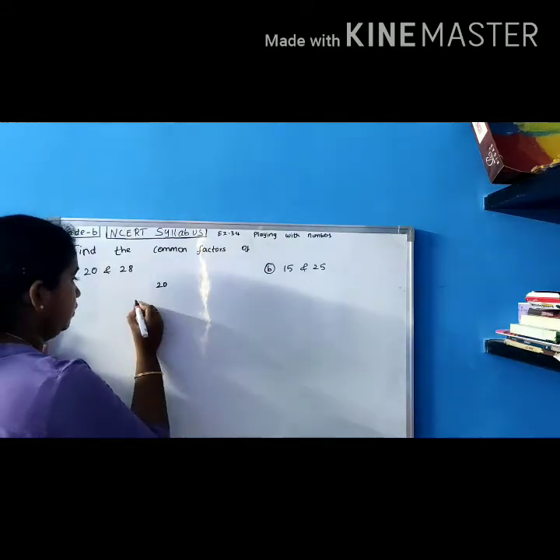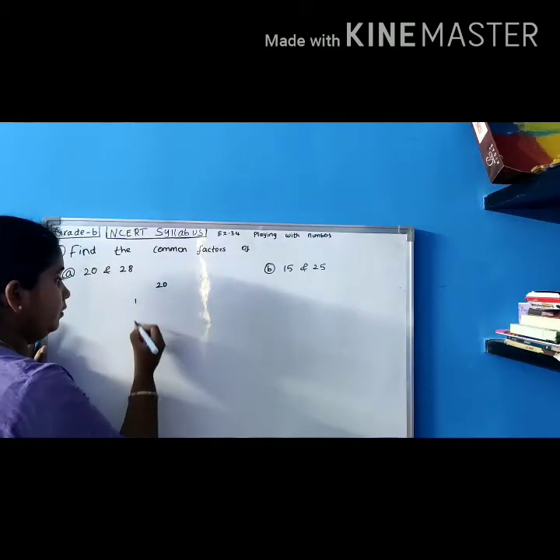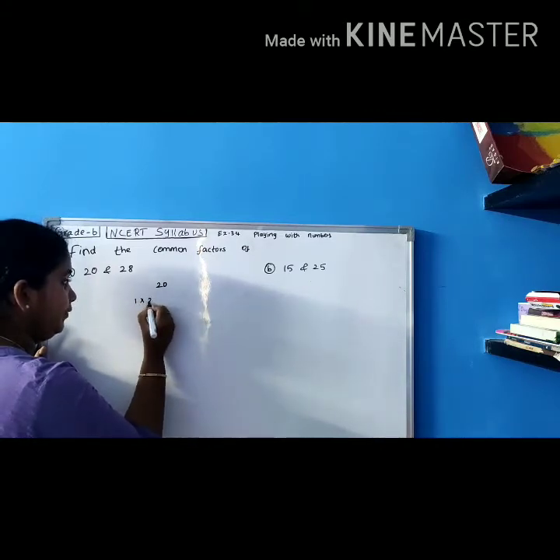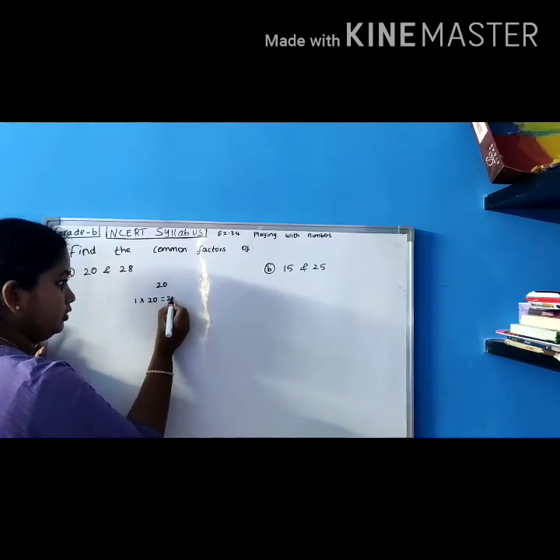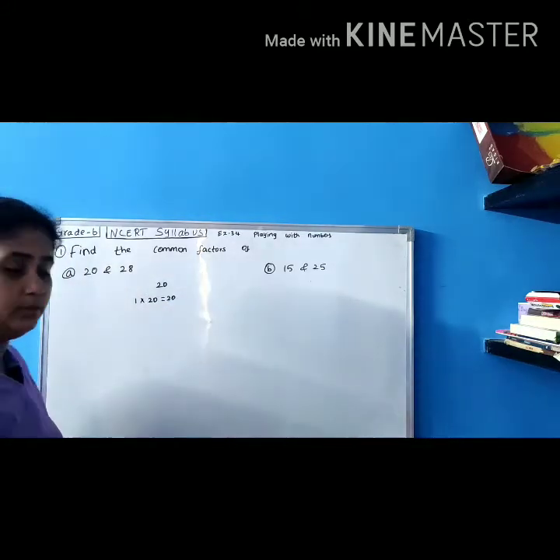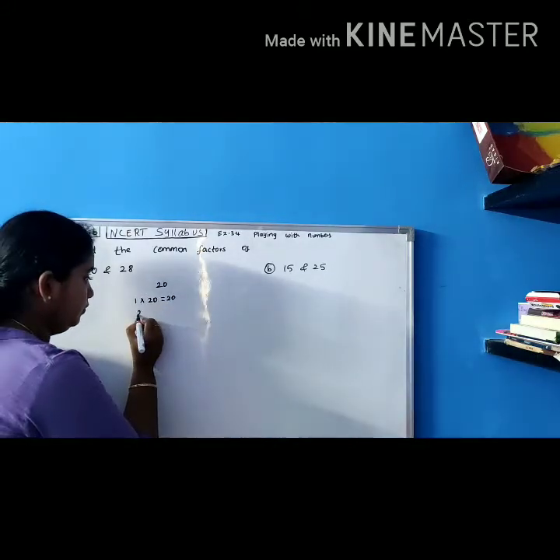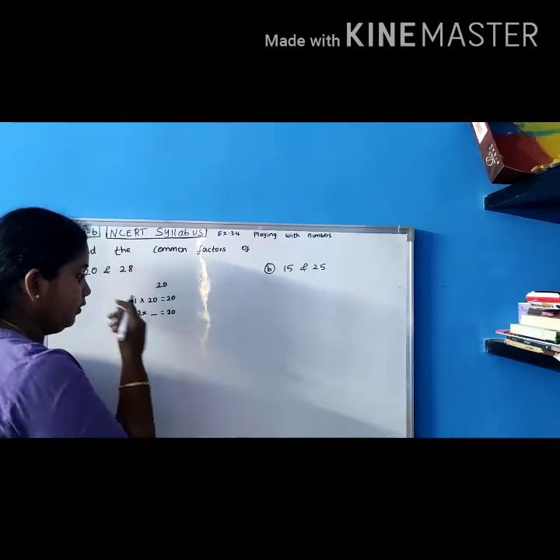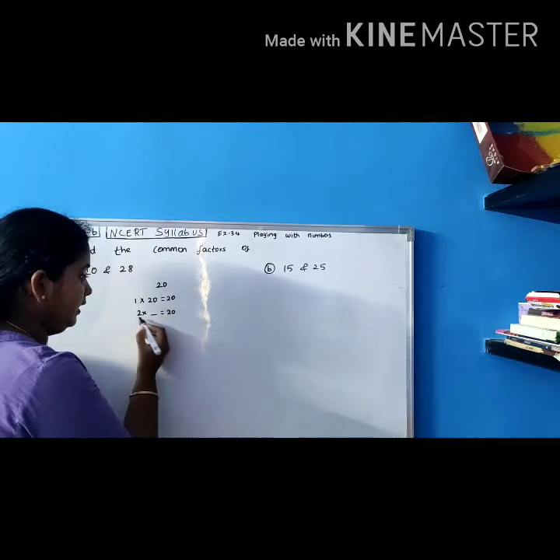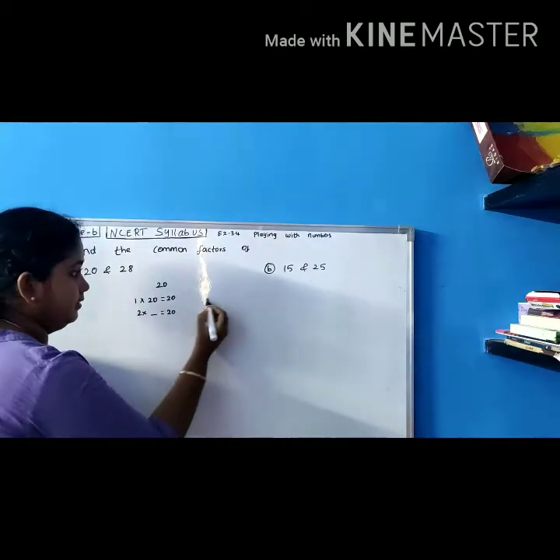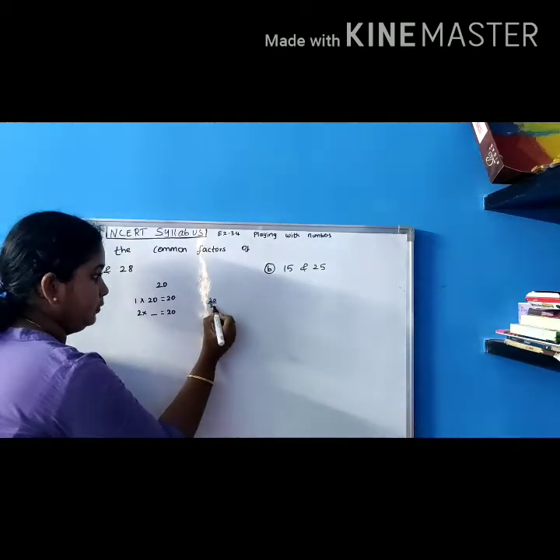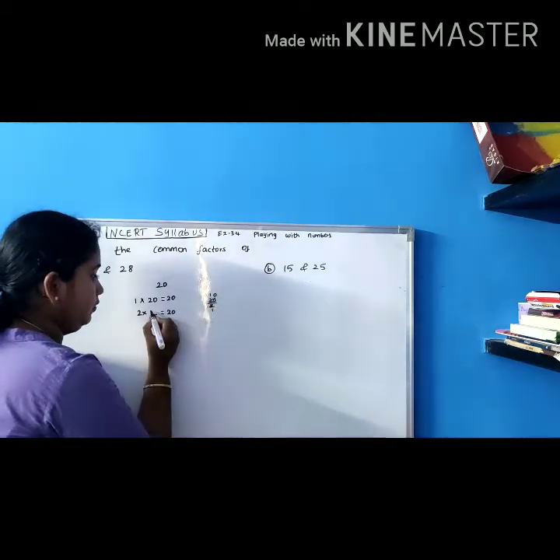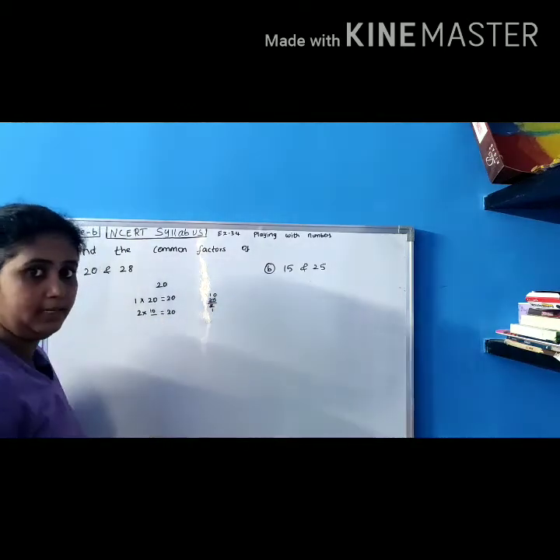Number 1 is a factor of every number, so 1 into 20 gives you 20. Did you understand? Now 2 into what gives you 20? If you want to know that, you have to divide 20 by 2. 1 2 is 2, 1 2 is 2, 0. So 2 into 10 gives me 20.